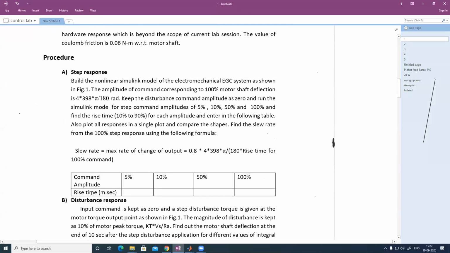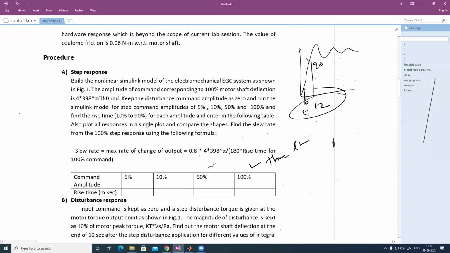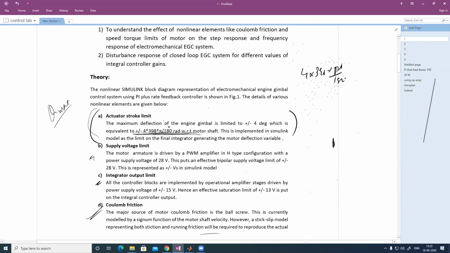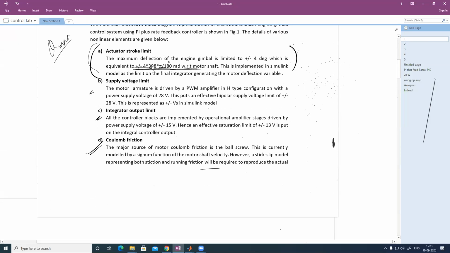And you have to find out the rise time. For rise time, it is the 10% to 90% value. This T1 and T2 you take and subtract. So that is for 100% command amplitude, which is theta m limit, and 50%, 10%, 5% you have to note down, and you have to mark all these rise times. That is the first procedure. So you have to give a theta reference corresponding to the maximum output limit.